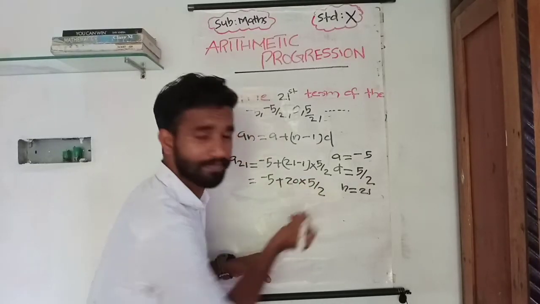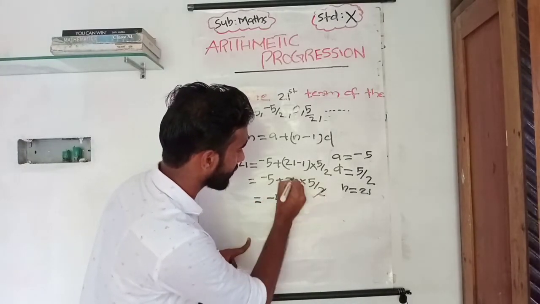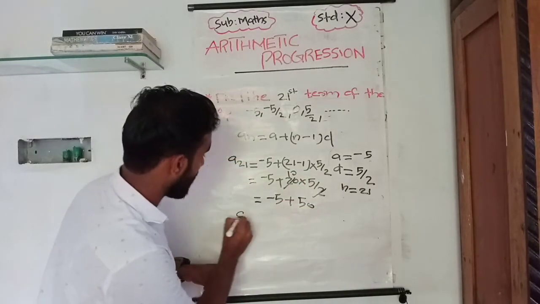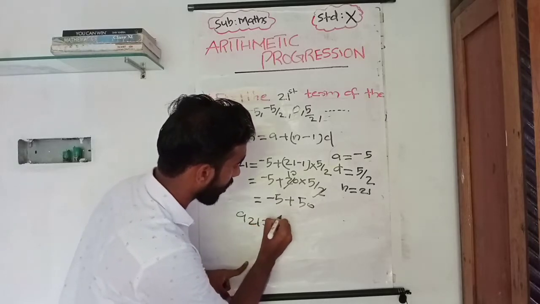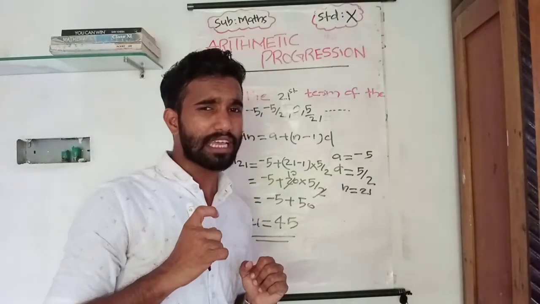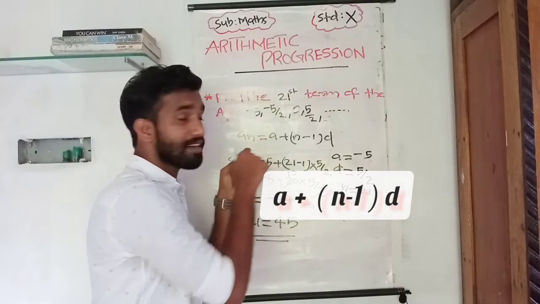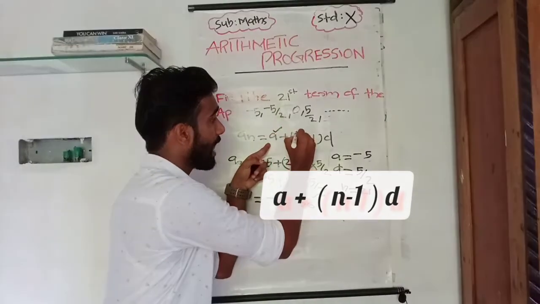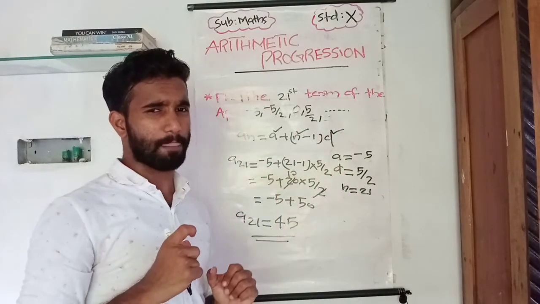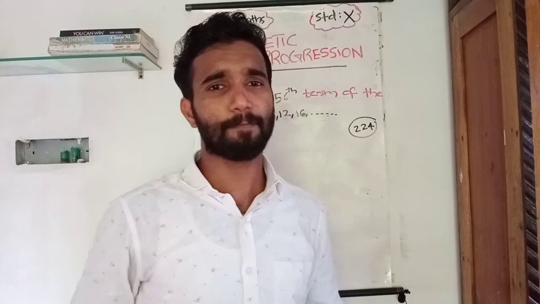You got it? Yes. Okay. Minus 5 by 2 plus 20 into 5 by 2, that is minus 5 by 2 plus 50. The only thing is to use the formula and correctly substitute the values of a, n and d to solve this problem. Okay, you got it? How to solve this problem? Ready for the next question?